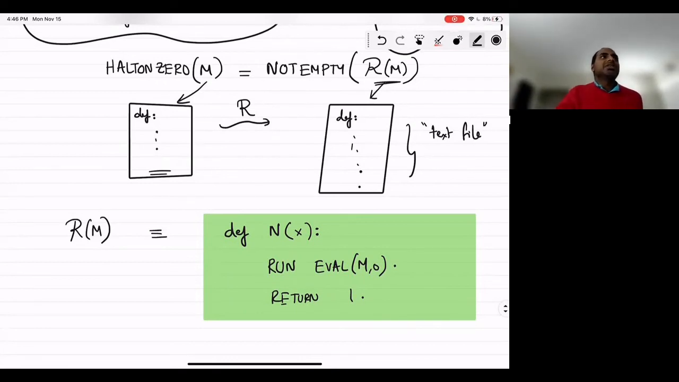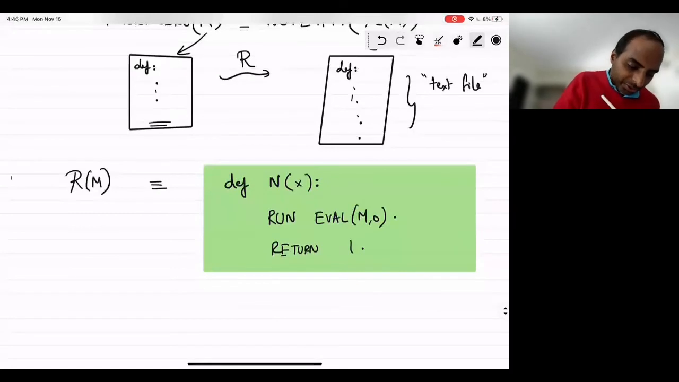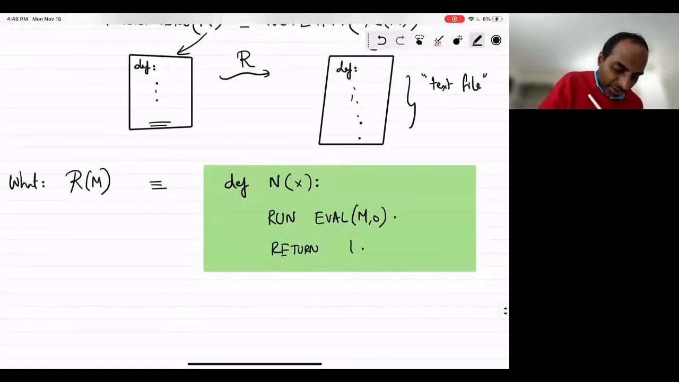So there's a subtle, confusing difference: even though it says run eval of M comma 0, we are never executing M on 0. We're just writing down the program which corresponds to this set of instructions. So this is the what. We described what the reduction is doing, how it's transforming inputs from one space to inputs for the other space.